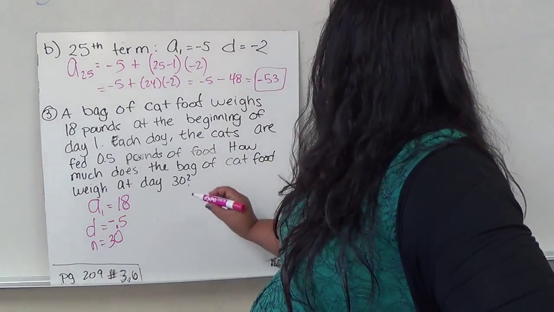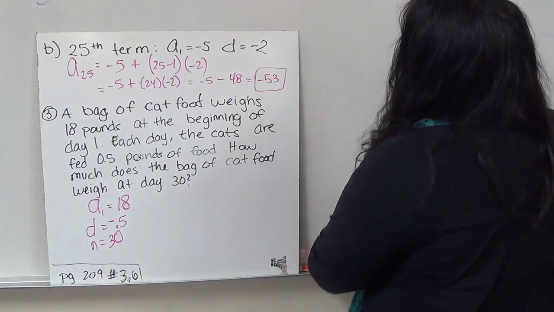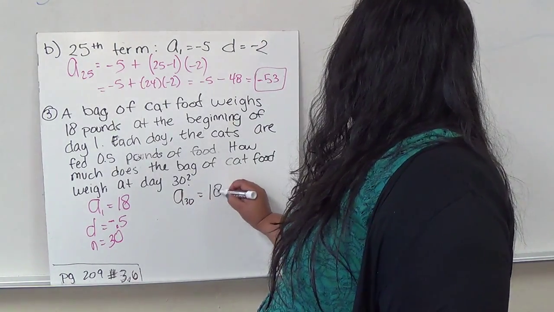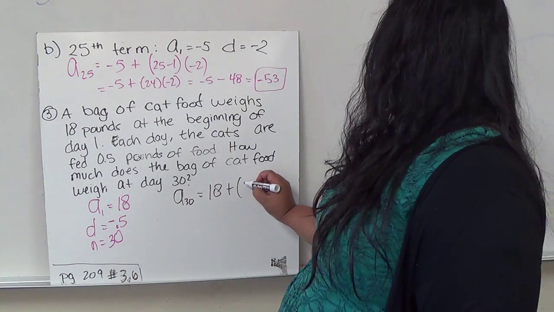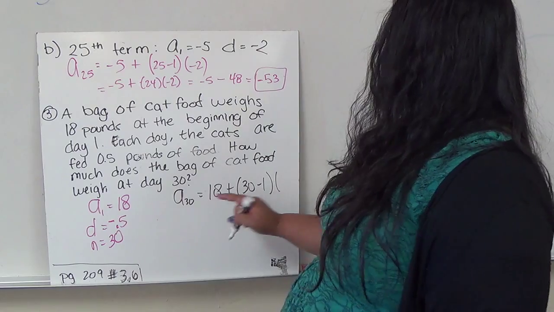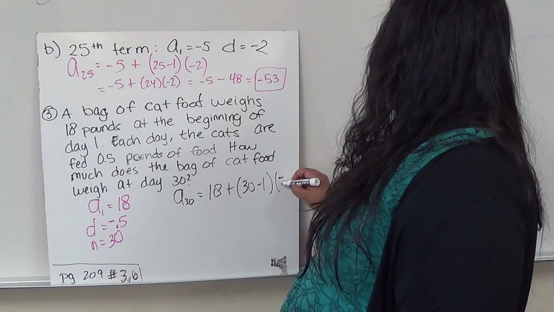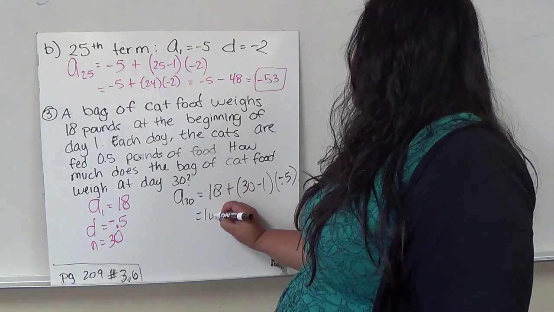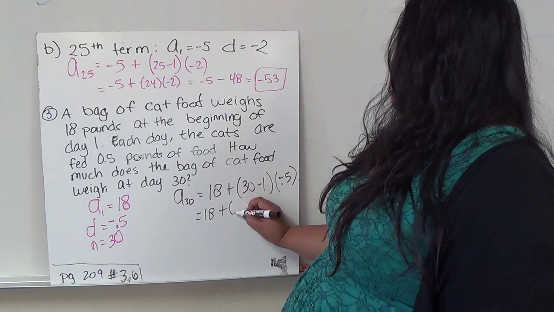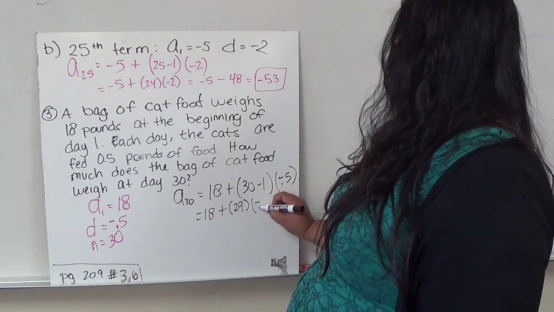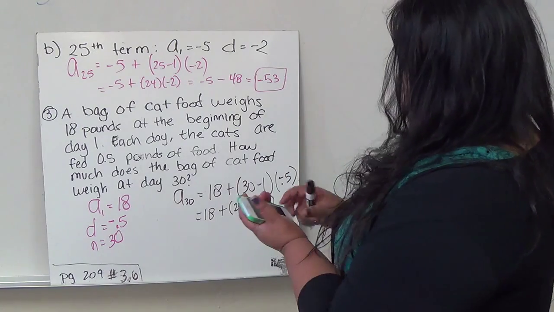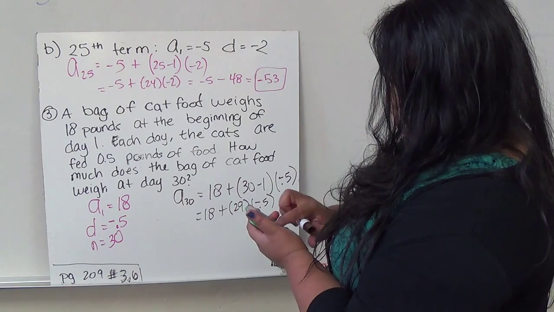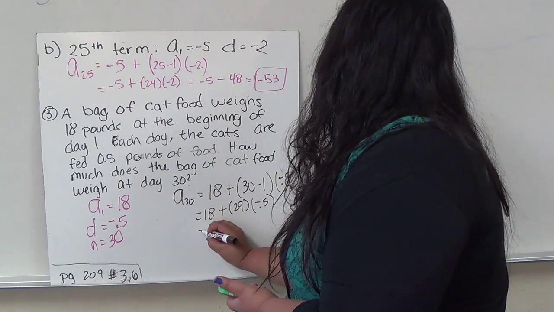So I'm going to plug it into my equation. I'm looking for term 30. And I know I start at 18. And I'm going to add n, which is 30 minus 1, times my common difference, which is -0.5. Okay? I'm going to do 18 plus. Do the parentheses first. So 30 minus 1 is 29 times -0.5.